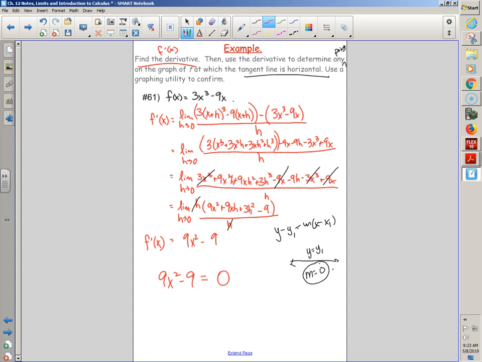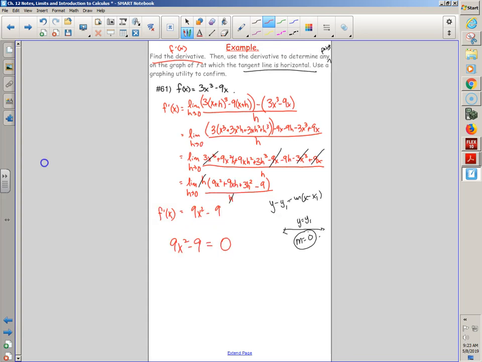So you set the derivative equal to 0, or set all the slopes equal to 0, and say, okay, if you're all the slopes, then please, Mr. X, what would you have to be in order to make the slope specifically 0? If I add 9 and divide by 9, I get x squared equals 1, which means at both positive and negative 1, I'm going to have horizontal tangents.